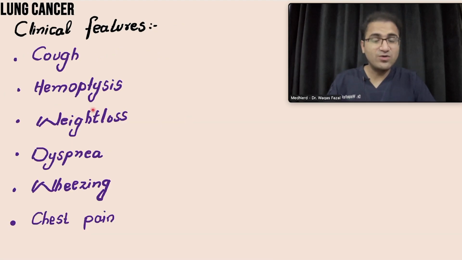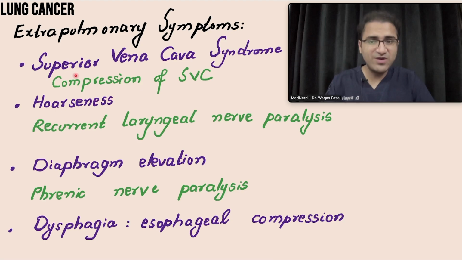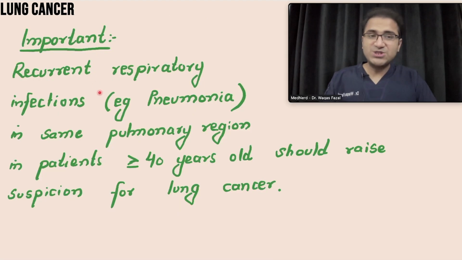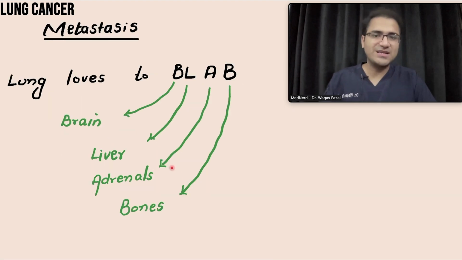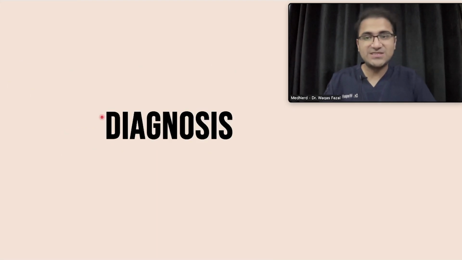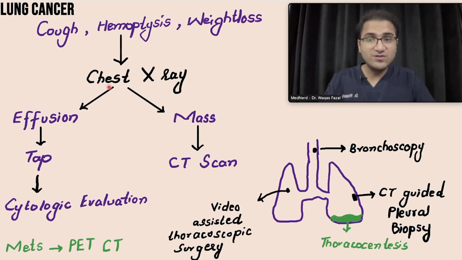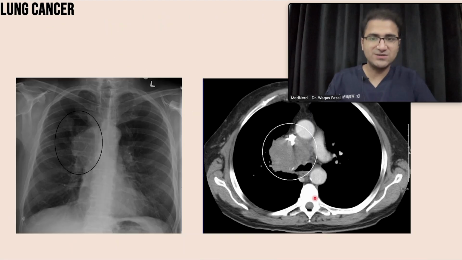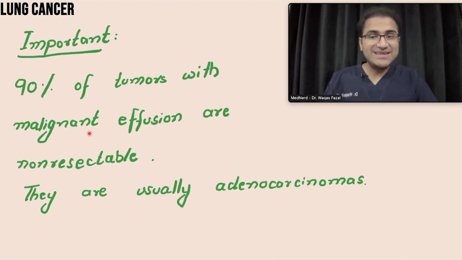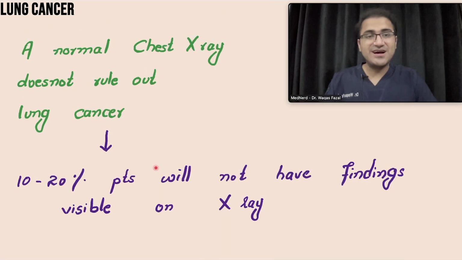Clinical features include cough, hemoptysis, weight loss, superior vena cava syndrome and other extrapulmonary symptoms, very important. If a patient has recurrent pneumonias in the same lobe greater than age 40, must screen for lung cancer. Where the metastasis takes place. We talked about diagnosis, chest X-ray being the initial test, must do CT scan, must do biopsy to diagnose the type of lung cancer. 90% of the malignant effusions are unresectable and they are adenocarcinomas.